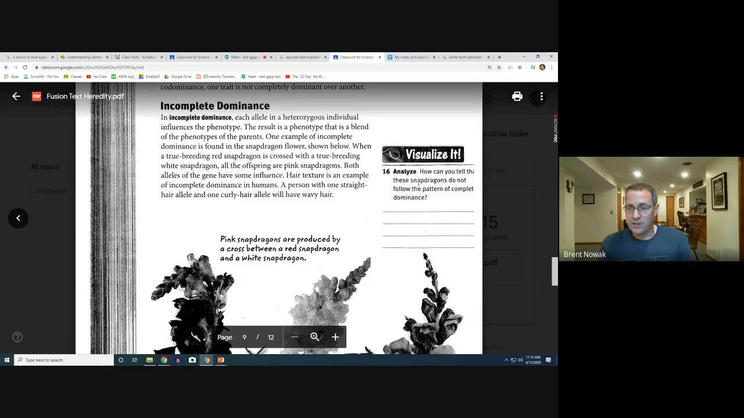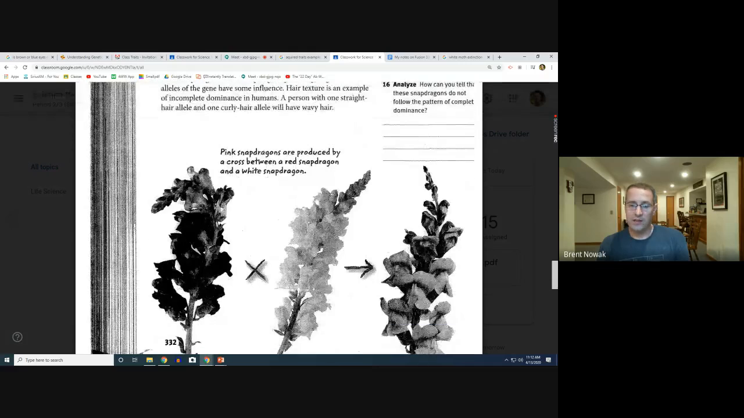How can you tell that these snapdragons do not follow the pattern of complete dominance? Well, if they did, I believe it would be either white or red. Yeah, right. It's not going to be a white flower or a red flower. Perfect. Thank you. Moving on.